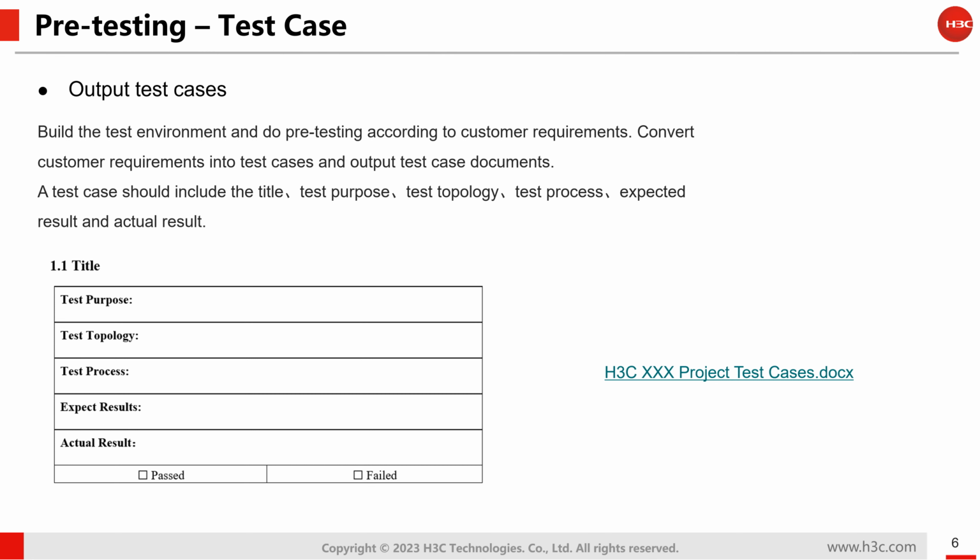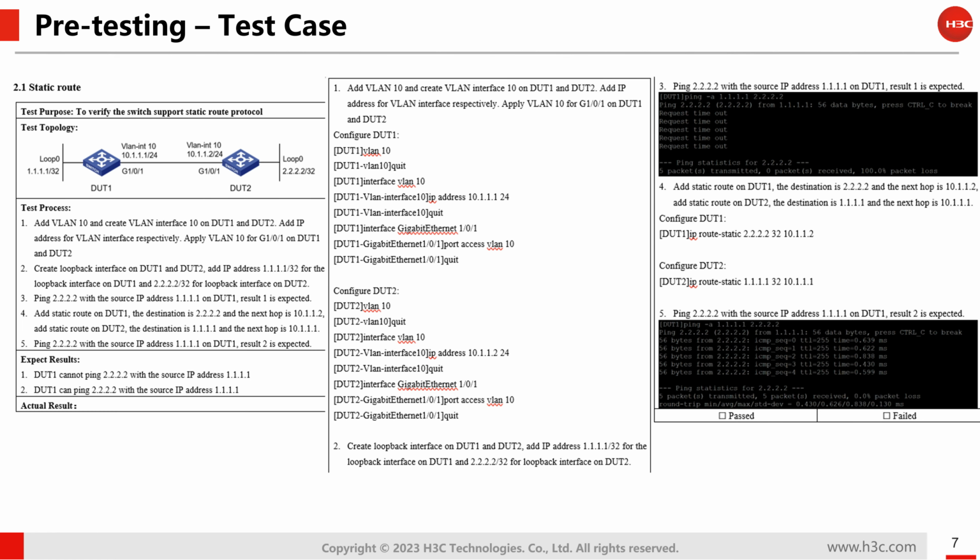Title. Test purpose. It means to verify which function. Test topology. Test process. It means the steps to complete the testing. Expected result. Actual result. It means what is obtained based on the test process. Next, let's take a look at an example of a test case document.